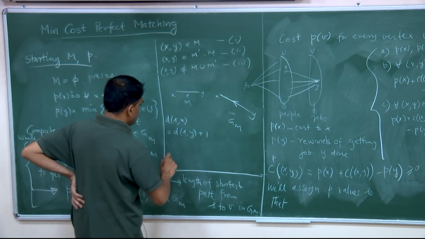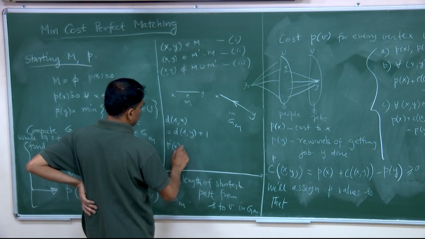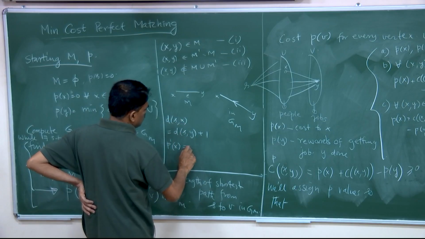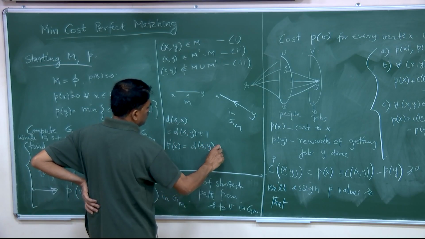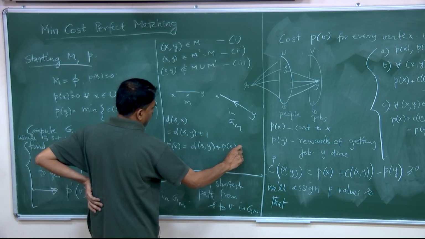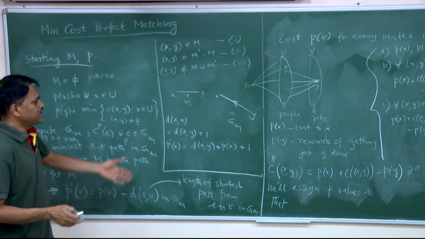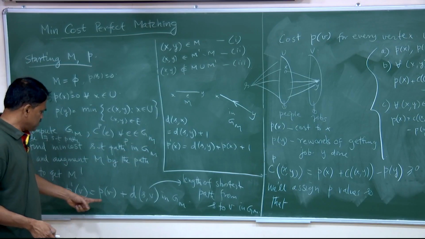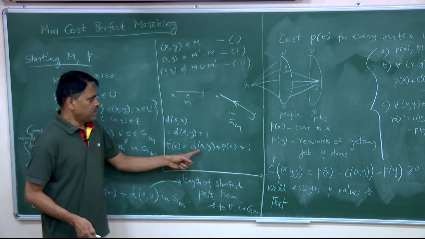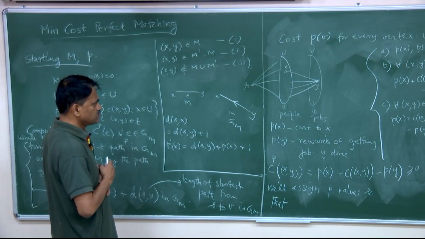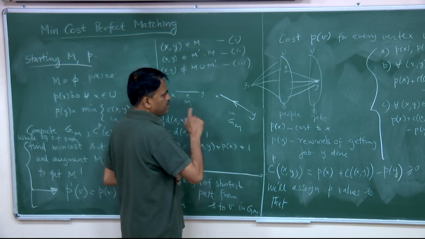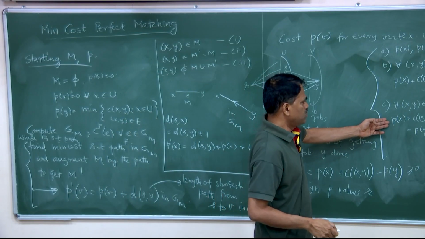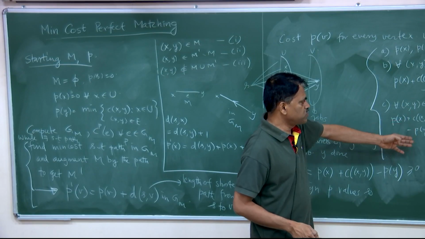Which means that P prime of x is equal to... I'm just adding P of x to both sides. d of S to x plus P of x, by definition, is P prime of x, and this is what I have. Now, since this edge was in the matching, I know that this condition was true. For every edge in the matching, P of x plus c xy is equal to P of y.